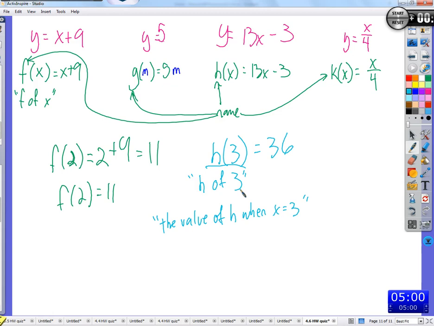So could somebody put into words, what do you do? When I say h of 3, what do you do? You plug in 3 for x, right? Plug in 3 for x. And in the case of the function h, when you put in 3 for x, you take 13 times that x, 13 times 3 minus 3, so you get 13 times 3 is 39, minus 3 gives us 36.